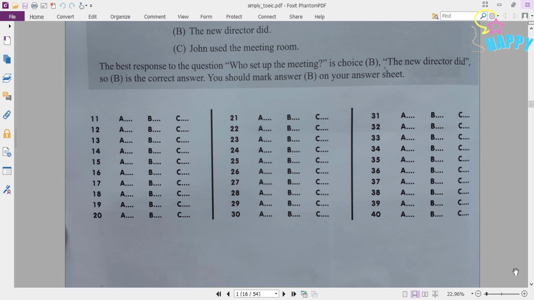Number 31. Why don't you put in a proposal? A. I proposed that before. B. No, of course not. C. Yes, I might just do that.